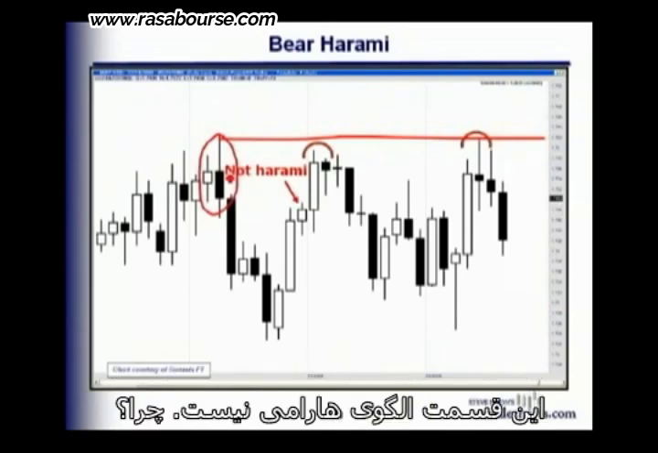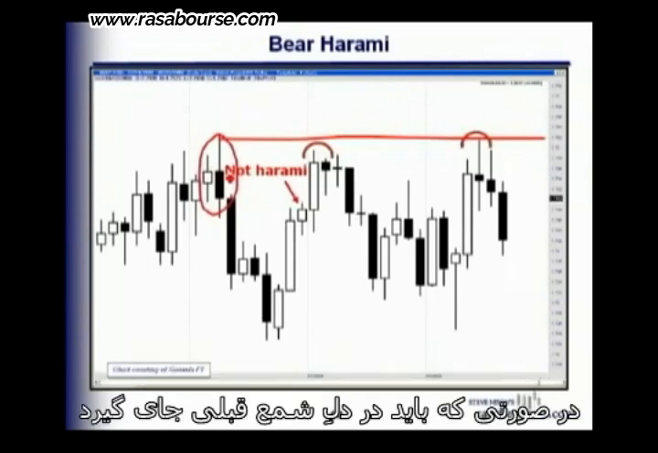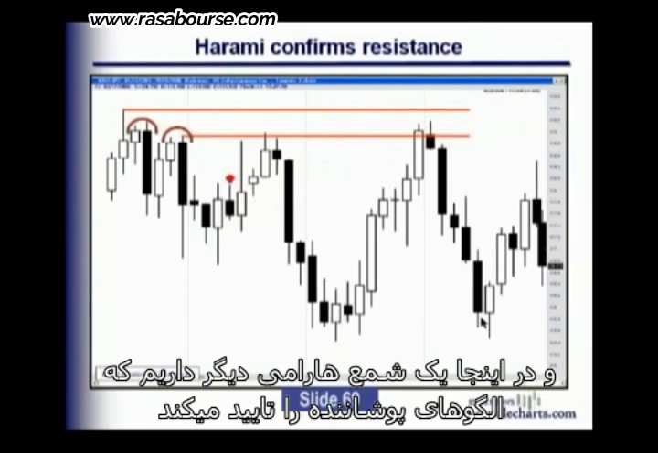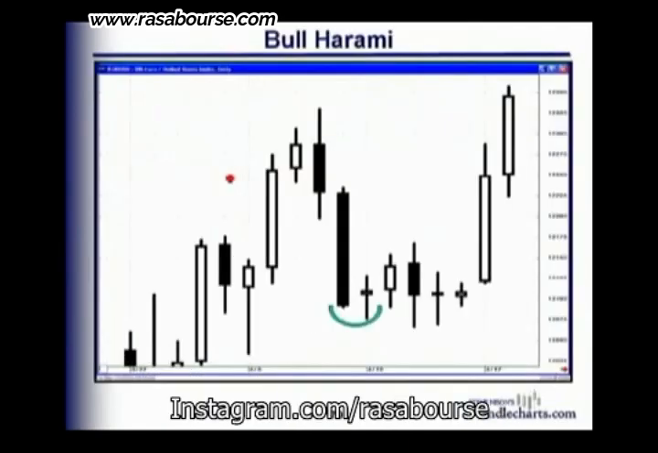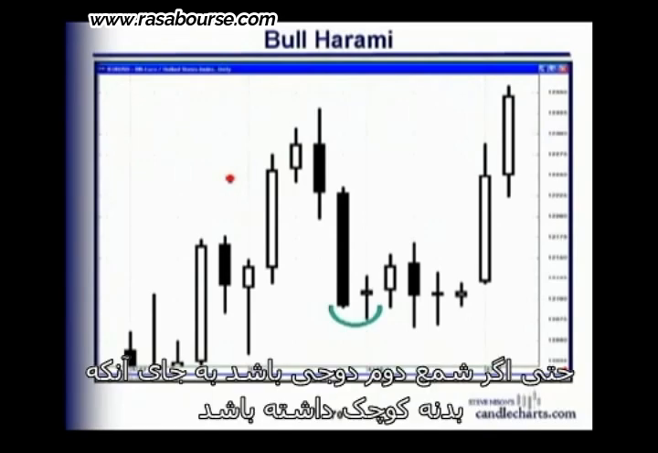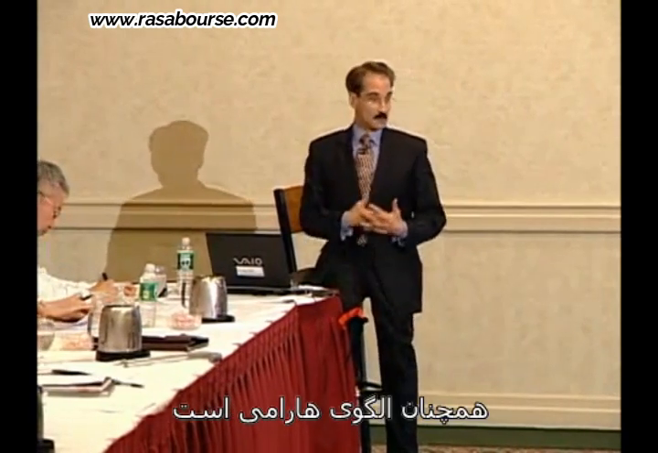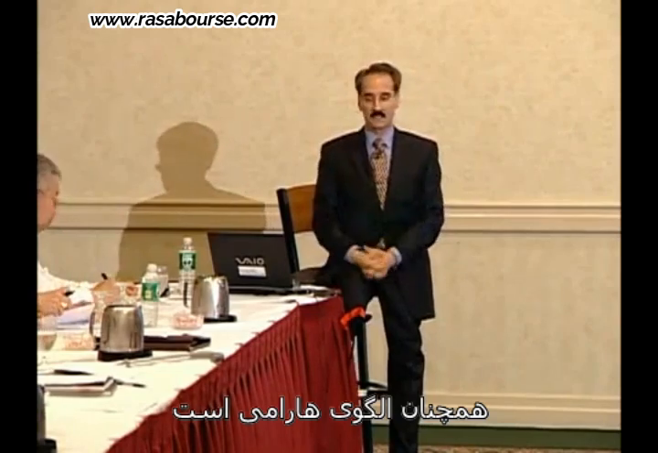This is not a harami. Why? White. And what else? Where's that real body in relation to the other real body? All right. It's above it. It has to be within it. Okay, here's another harami, confirming some engulfing patterns. Okay, here's a bull harami. And even if the second real body is a doji instead of a small real body, it's still a harami.